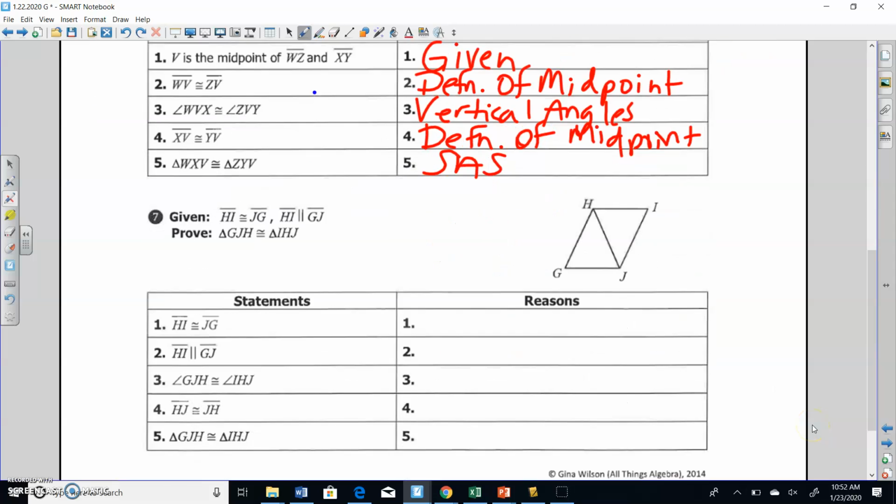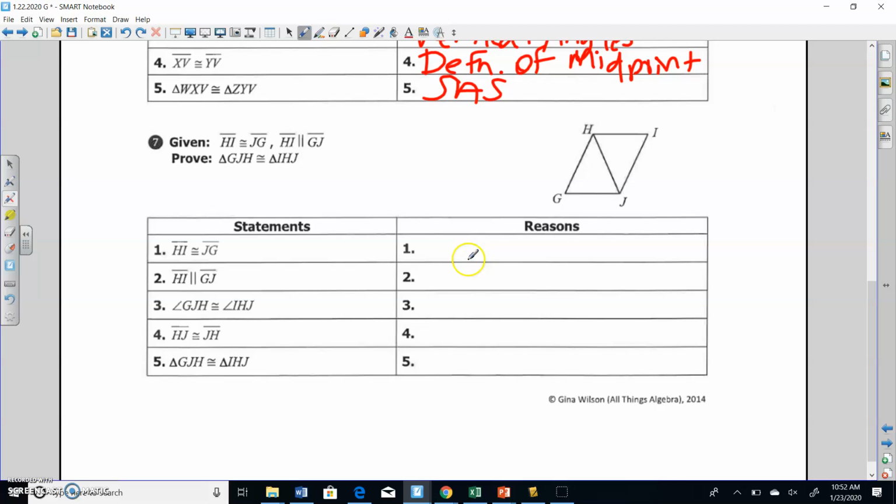All right, let's take a look at this next one. We have that HI is congruent to JG. And what does this symbol mean? They're parallel. So HI is parallel to GJ. So our first statement says HI is congruent to JG. How do we know that? It's given. Second statement, HI is parallel to GJ. That's also part of the given information.